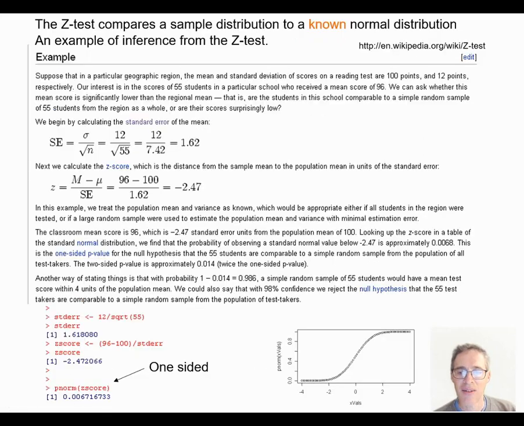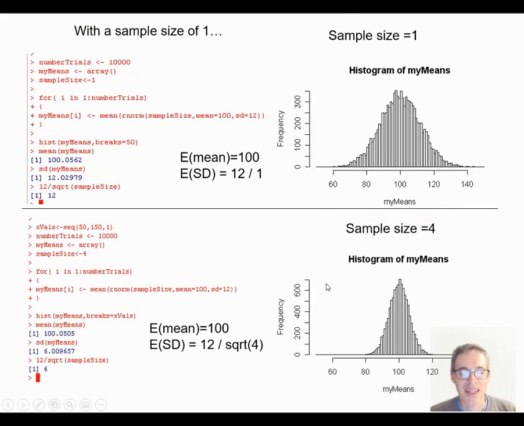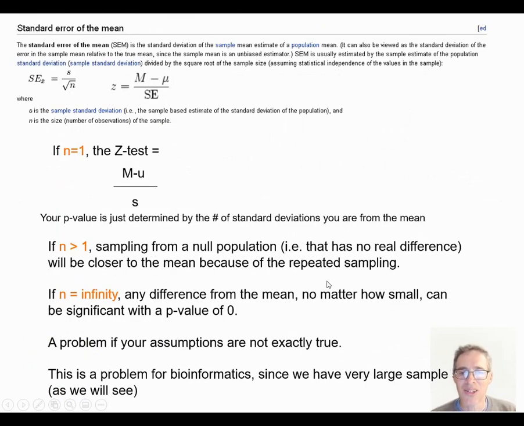So this idea of the standard error of the mean is just that in order to figure out how many standard deviation units we are away from the mean, we have to know the sample size. Because if you have a large number of students taking the test, you expect to be much closer to 100 than if you have a small number of students taking the test. So this should all be review from last semester.